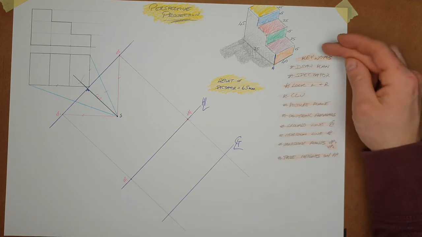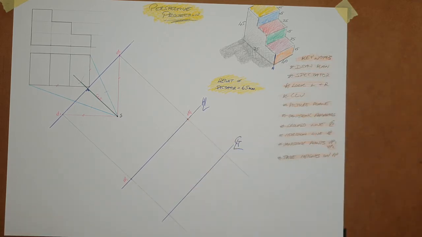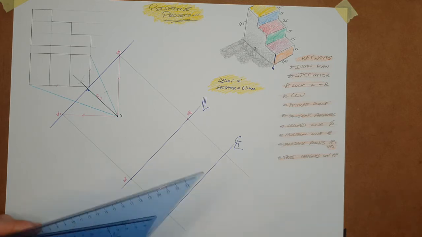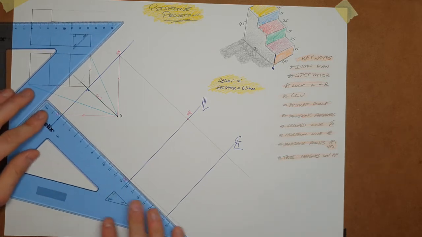What are we looking for next? Where are we? Vanishing parallels, ground line, horizon line, vanishing points VP1, VP2, and the true heights on the picture plane. So if the picture plane touches the object at a particular position, where it touches right there, that's on the plane, that's a true height. So I'm going to project. No, I'm going to project down now.